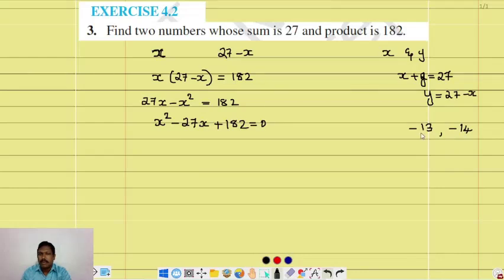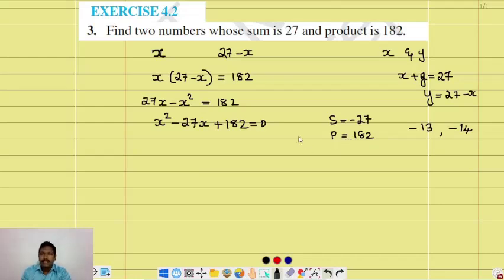You can check minus 13 and minus 14. When you add, what do you get? Minus 13 and minus 14, you will get minus 27. Sum is equal to minus 27 and the product is equal to what? 182. When you multiply these two numbers, you will get plus 182.